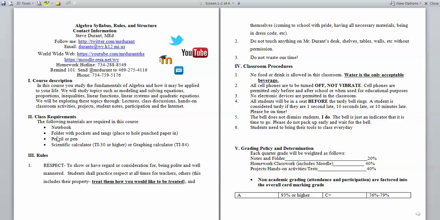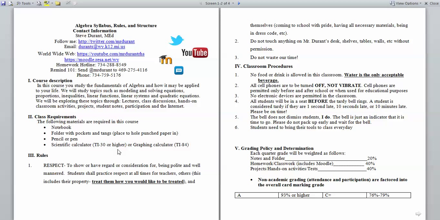Now, a few things that you need for the course: you're going to need a spiral-bound notebook, a folder with pockets, like with the tangs on the side, something that you could put hole-punched papers in, a pencil or pen, and a TI-30 scientific calculator. You can get them at Target, Walgreens, Kmart, around $12 to $13. The TI-30 X2S solar power would be the best one. A graphing calculator is not required, but it is beneficial later on in the upper level math classes.